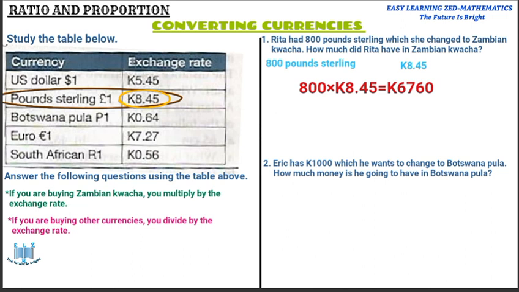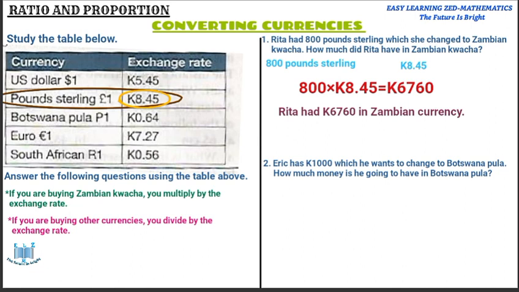So this is the money Lita is going to have in Zambian kwacha, which is going to be 6,760 kwacha. Okay, so we can say Lita had 6,760 kwacha in Zambian currency. So the value of 800 pounds sterling in Zambian kwacha is 6,760 kwacha in Zambian currency. Okay, now we can go to the second question.